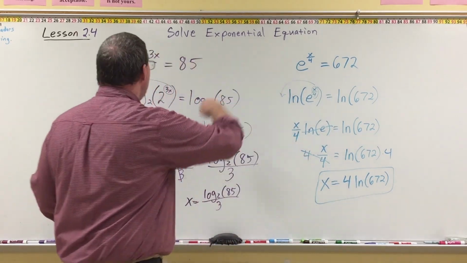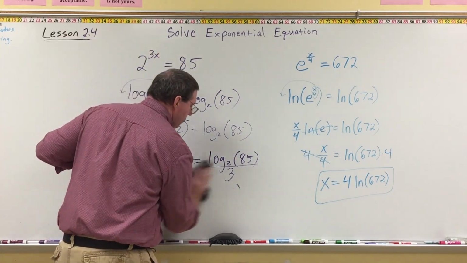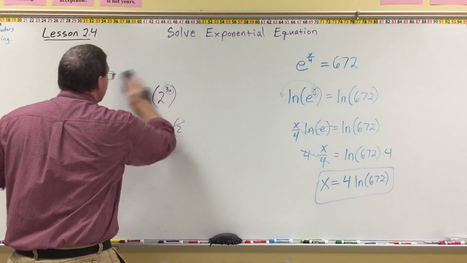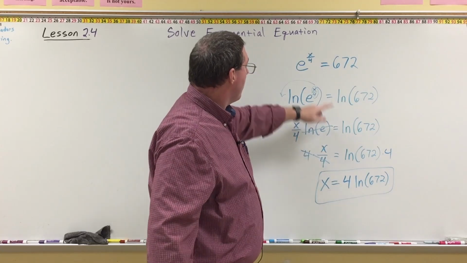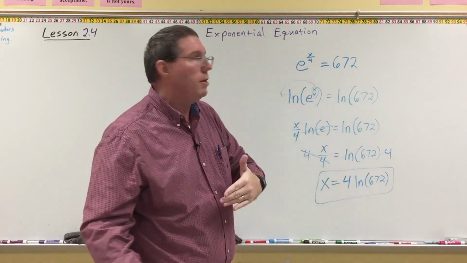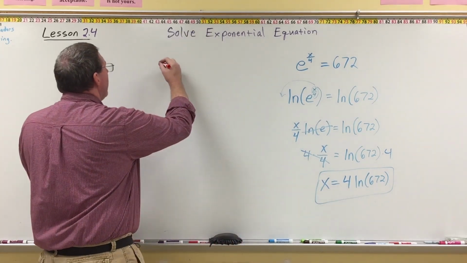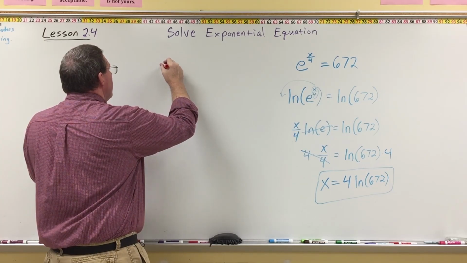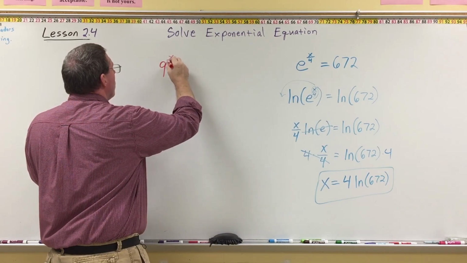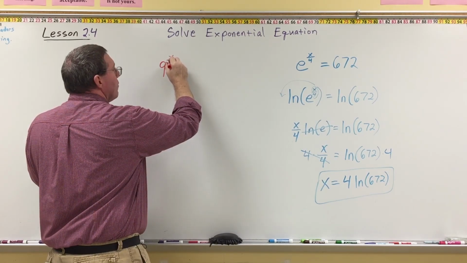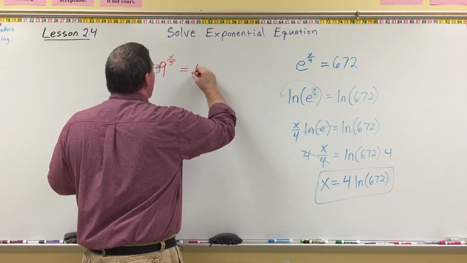Now, let's complicate this exponent. Instead of 3x, what if we had 3x plus 5? Let's see what that would look like. Understand that these techniques we used on e could just as easily be used on other bases. In fact, let's do an example before we complicate things. What if we had 9 to the power of x over 5, and let's say this was equal to 100?